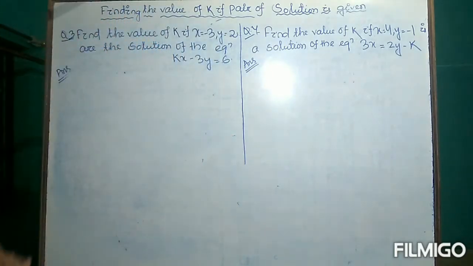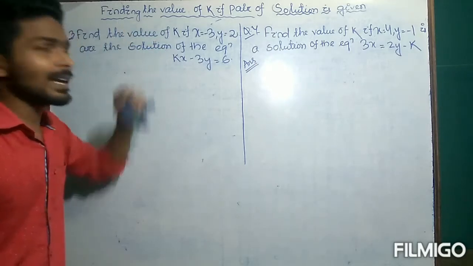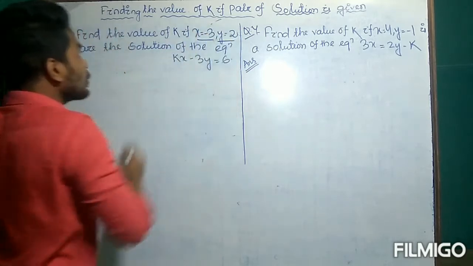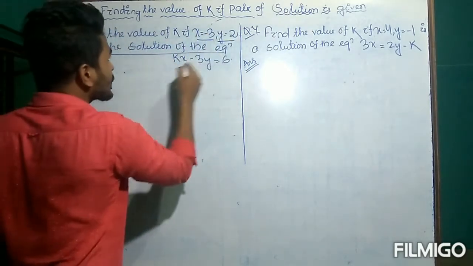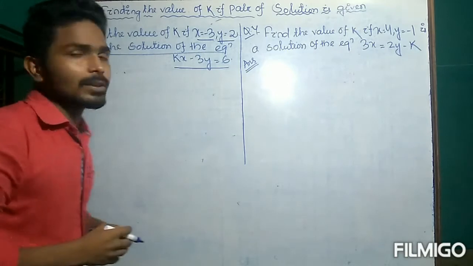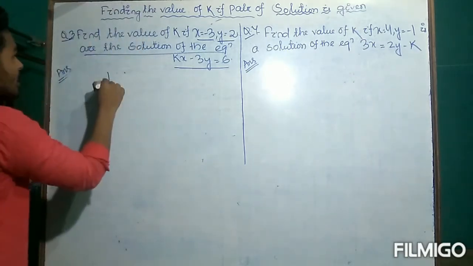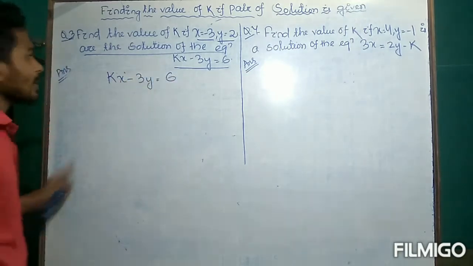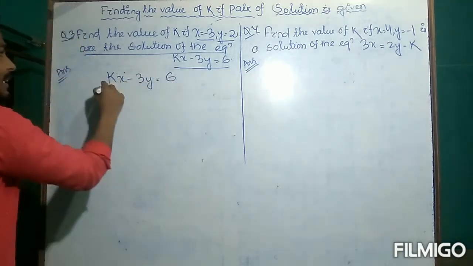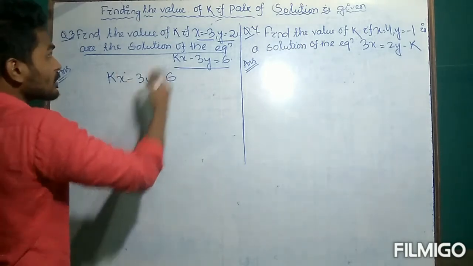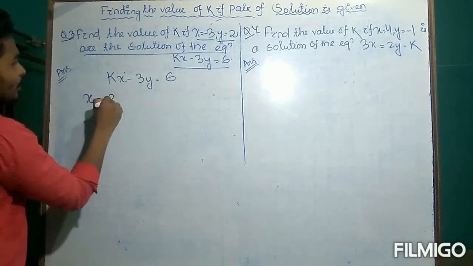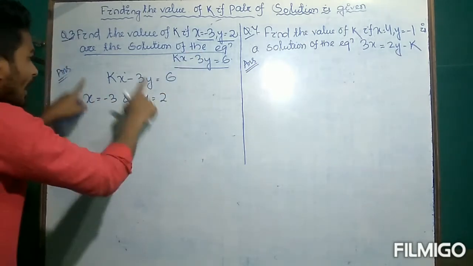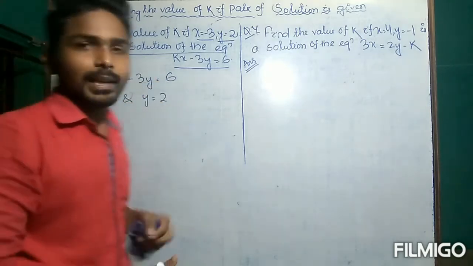So in question number 3, find the value of k if x is equal to -3 and y is equal to 2 are the solution of the equation kx minus 3y is equal to 6. So we have the linear equation in two variables kx minus 3y is equal to 6. Now it has two solutions. What are those two solutions? The first solution is x is equal to -3 and y is equal to 2. So these two are the solution of this equation.